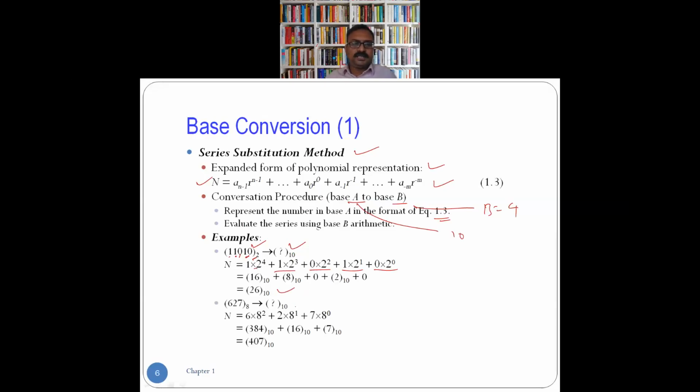You see, for example, 627 of base 8 into base 10. Then what you have to do? The 627 of base 8 you have to convert into a number of base 10, which is nothing but 7 into 8 to the power of 0 plus 2 into 8 to the power of 1 plus 6 into 8 to the power of 2, which is equal to 407 of base 10.